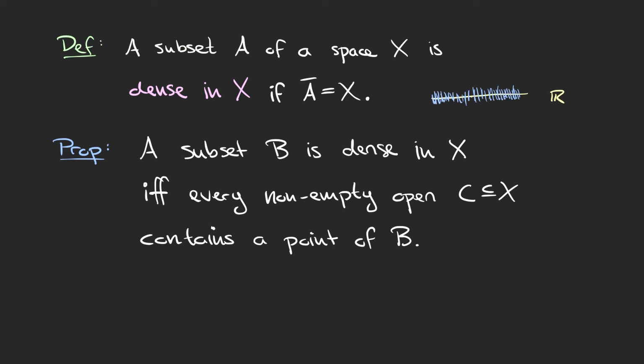Remember that the closure of a set was defined as the intersection over all closed sets that contain the set, and we saw in a proposition that being in the closure is equivalent to the fact that every neighborhood of that point contains a point of the original set. So we have that X being in the closure of Q is equivalent to the fact that every neighborhood of X intersects Q.